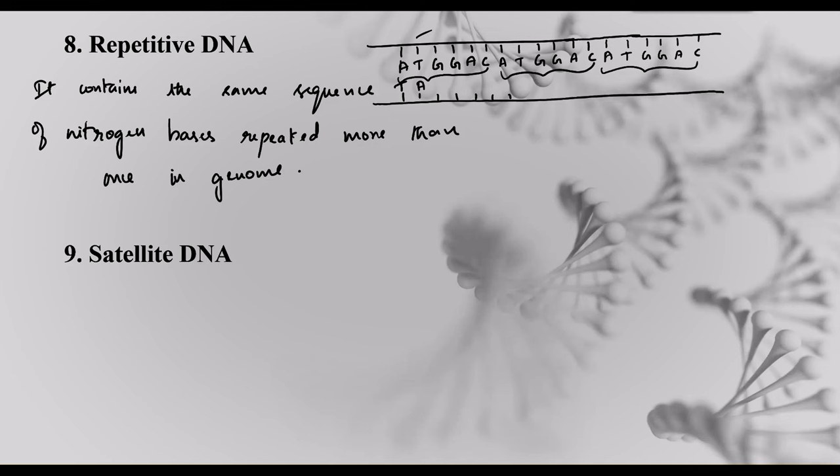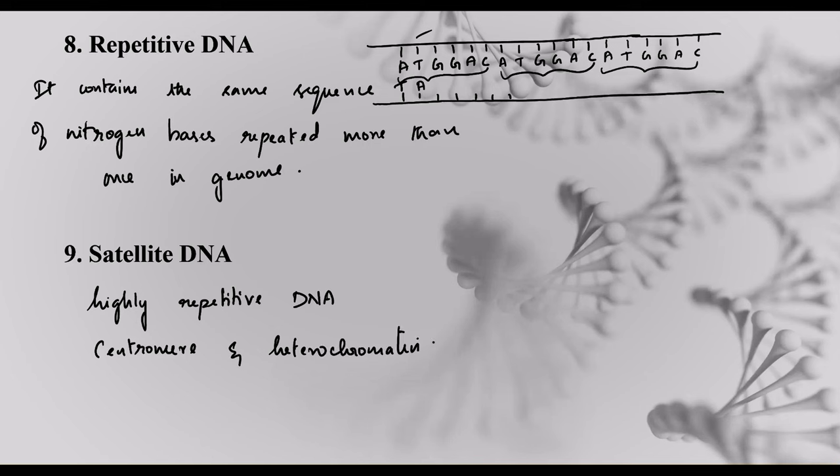Next, coming to satellite DNA, it is highly repetitive DNA, and it is found in centromeres and also heterochromatin. Obviously, it cannot be transcribed or translated. We know what is meant by translation and transcription, and we are going to see this in the further slides. Now let's get into the next type of DNA.